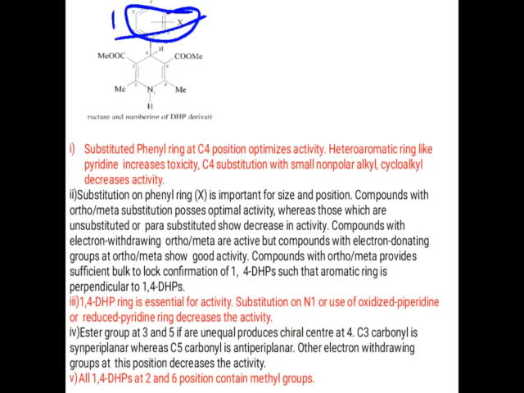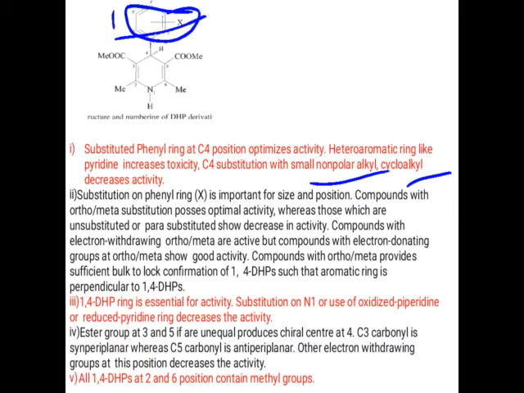Or if, instead of this ring structure, we give plain chain structures like alkyl or cycloalkyl, it will decrease the activity. So there must be a phenyl ring at the 4th position for better activity. If it is heteroaromatic, it will have toxicity. If it has a non-aromatic straight chain or a cycloalkene like this compound, it will reduce the activity. So for optimum activity, there must be a phenyl ring at the 4th position.